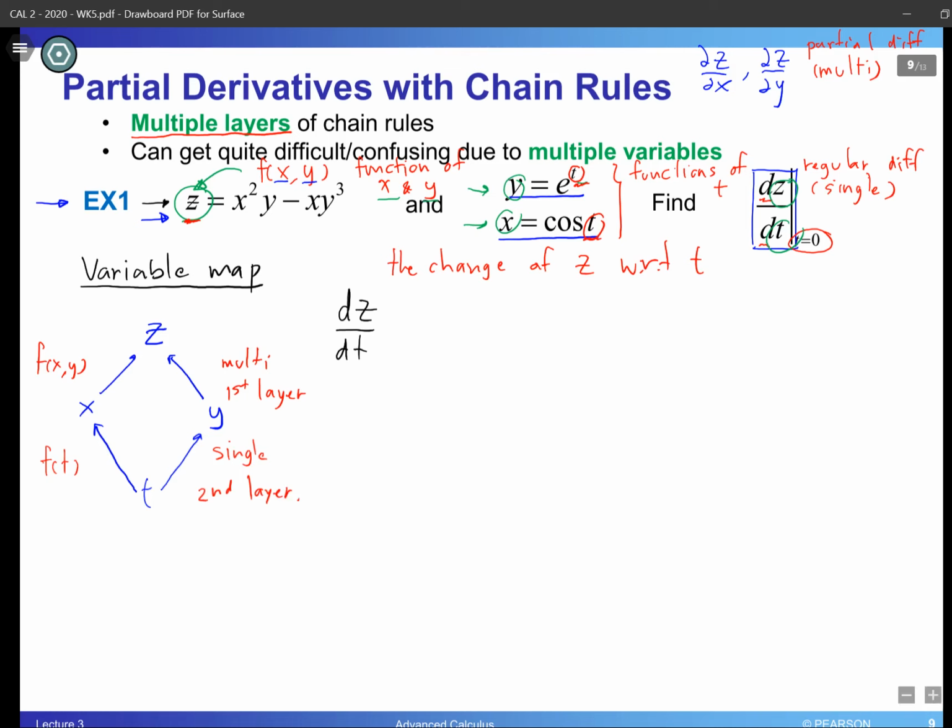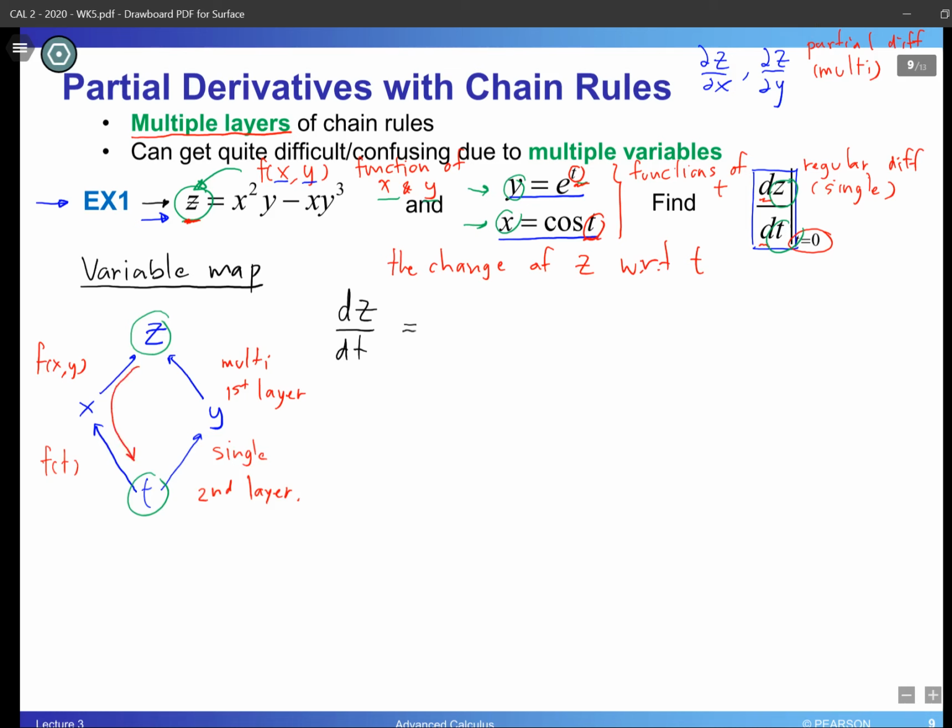All right, so back to what we need to find here. dz by dt. We want to find the change of z with respect to t. In other words, we want to find the relation between this z to this t. But it happens that between z and t, we don't have a direct connection between them. In order to go from z to t, we are going to need to go past x or y. So in this case, I am going to find the change of z with respect to t through x first. So I'm going to travel on this path first.